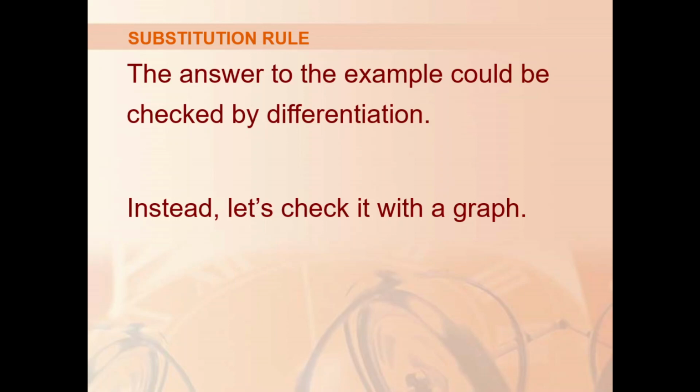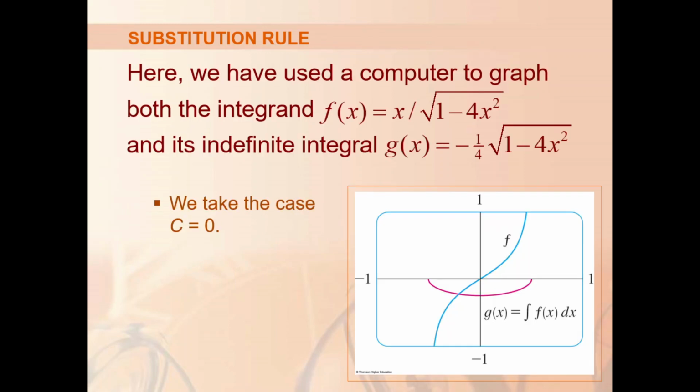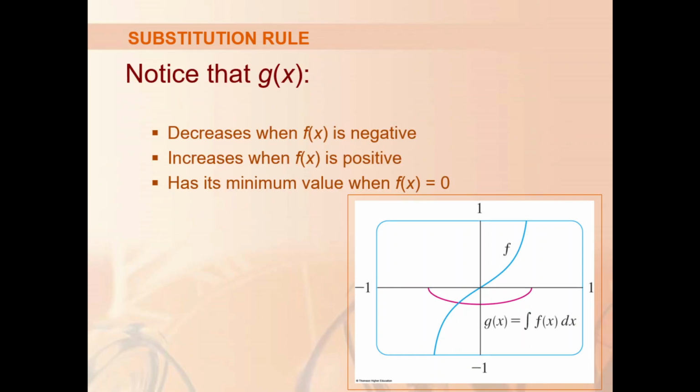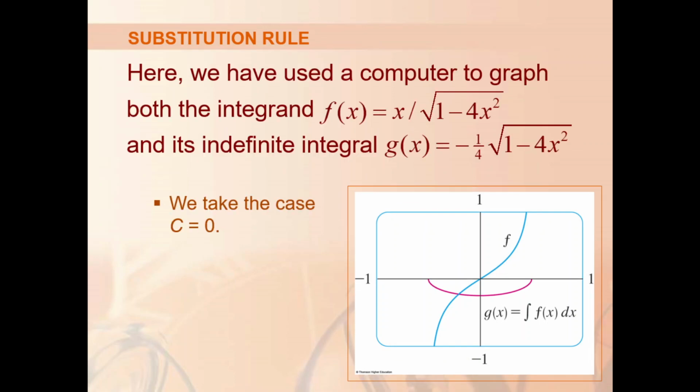Instead of checking by hand, we use the computer to graph both functions: f of x is x over the square root of 1 minus x squared, and its integral g of x equals negative the square root of 1 minus x squared. Let's say the case c is equal to 0. This is the graph. As you can see, it's pretty ugly, but cool.